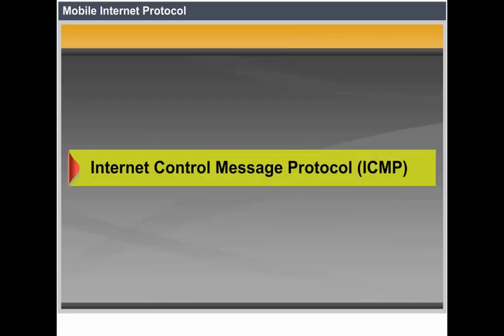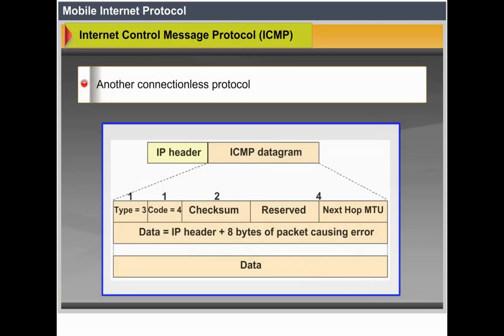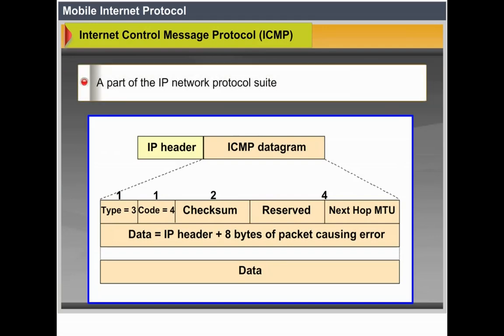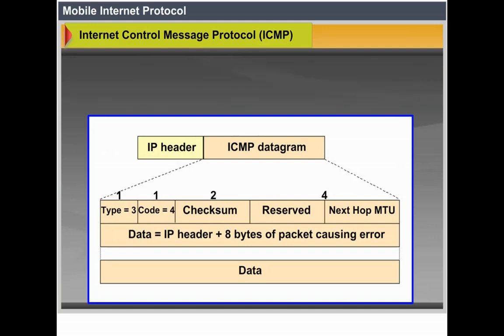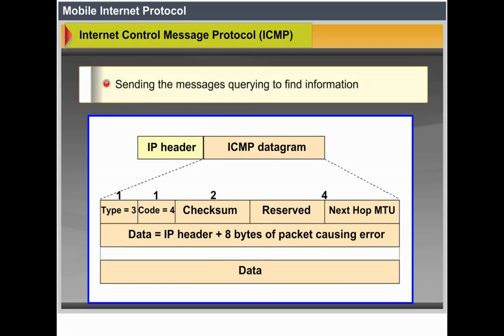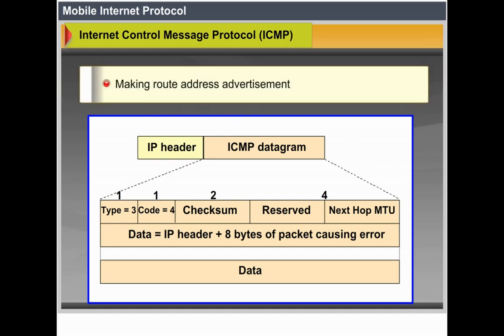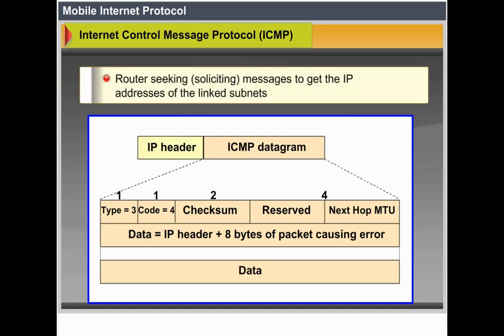Internet Control Message Protocol, ICMP. Another connectionless protocol, a part of the IP network protocol suite. ICMP uses a datagram which has an ICMP header when sending messages for querying to find information, reporting errors, making router address advertisement, and router soliciting messages to get the IP addresses of the linked subnets.